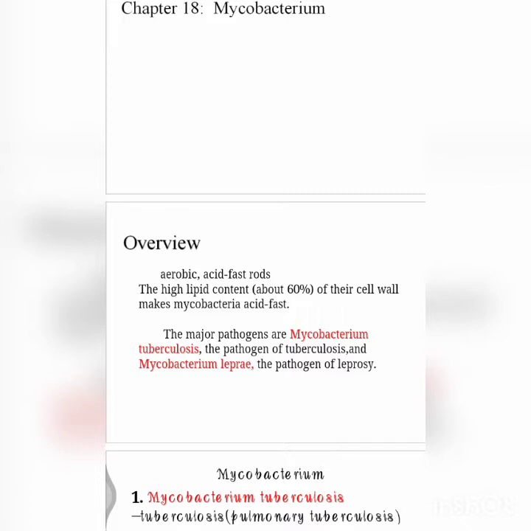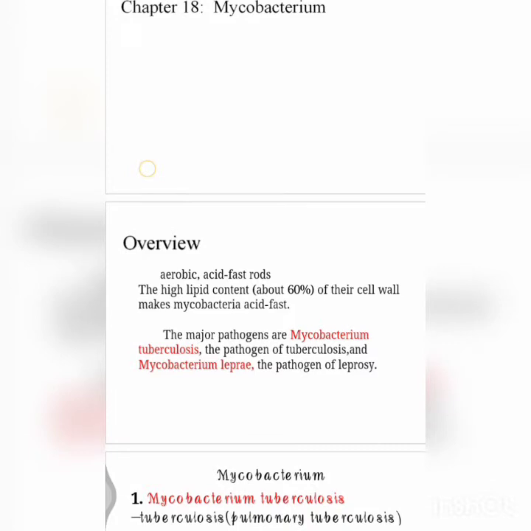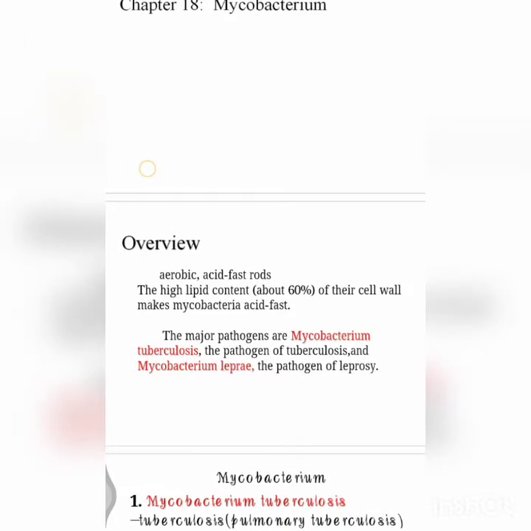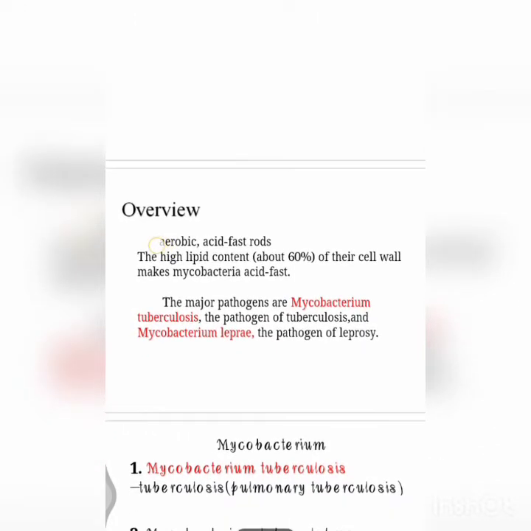So what are saprophytic mycobacteria? Examples are M. smegmatis, M. phlei, M. butyricum, and these are non-pathogenic. So remember, saprophytic mycobacteria are non-pathogenic. And what are the morphological features? Before going to that, let us see the overview. These are aerobic acid-fast rods with high lipid content. About 60% of the cell wall is lipid, which makes the mycobacteria acid-fast. The major pathogens are Mycobacterium tuberculosis, the pathogen of tuberculosis, and M. leprae, the pathogen of leprosy.